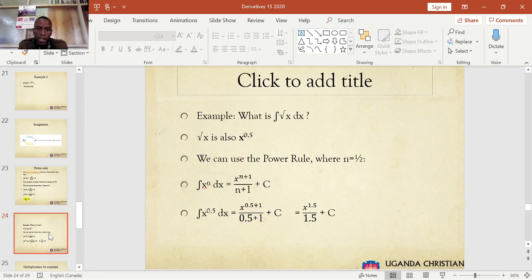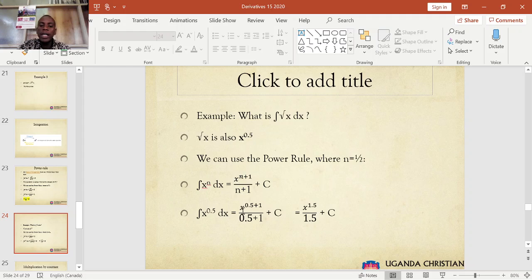Okay, this is another example. If we have the square root of x, recall this is the same as having x to the power half. So if you are having x to the power half, or x to the power 0.5, the rule is very simple. You add 1 to the power and you divide by the new power, plus our constant.